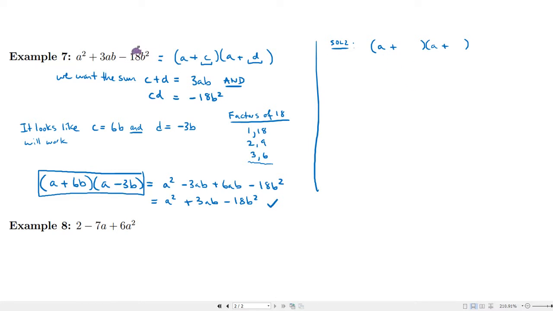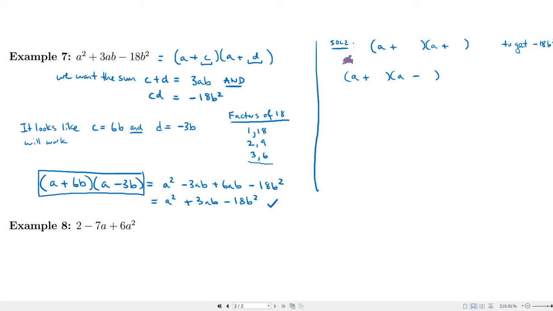Well, what are the possibilities for negative 18b squared? To get negative 18b squared, what could we use? Well, one of them is going to have to be negative and one of them is going to have to be positive. And it looks like we're going to end up looking at the factors of 18 again, right? So 1 and 18, 2 and 9, and 3 and 6. And we can sort of slowly go through this. One of them is going to be negative, one of them is going to be positive, right? So you're going to have a plus something, and then a minus something.